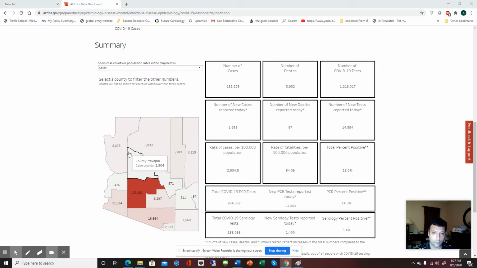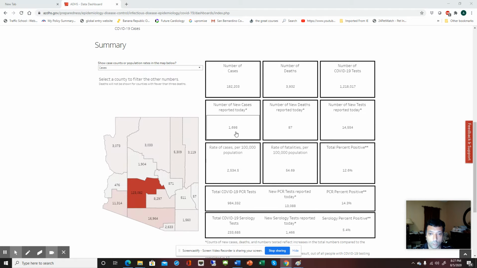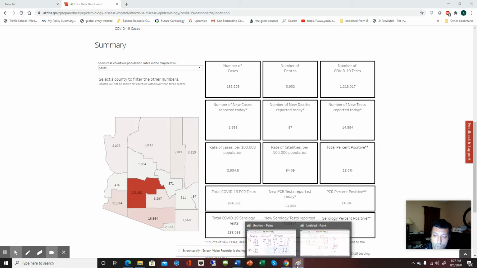Make it bigger, actually it can't. So there were 1698 new cases reported, and there were 14,554 new tests reported that day. So if we want to find the positive rate, we're going to take 1698 and divide it by 14,554.